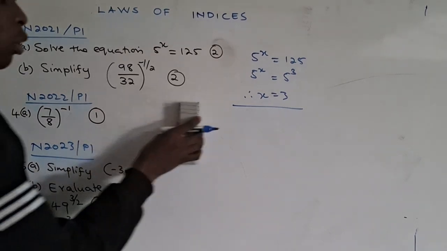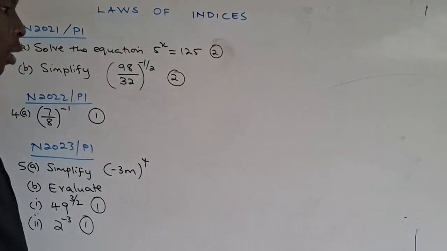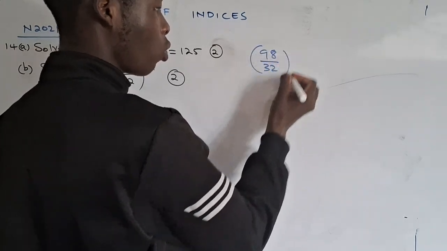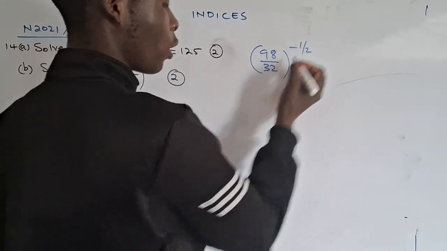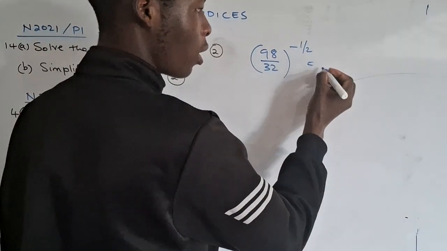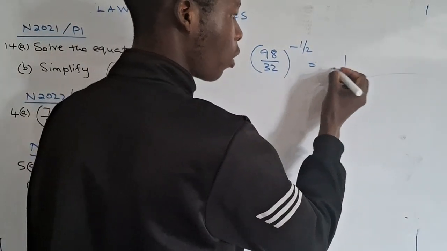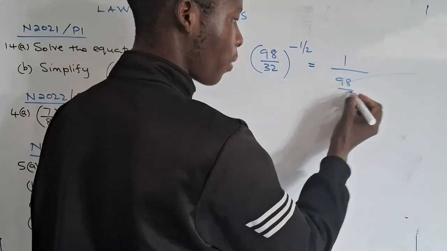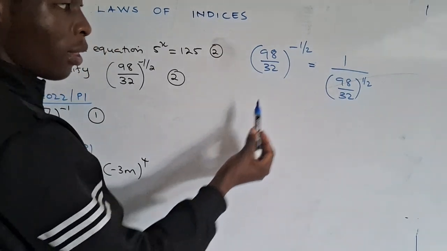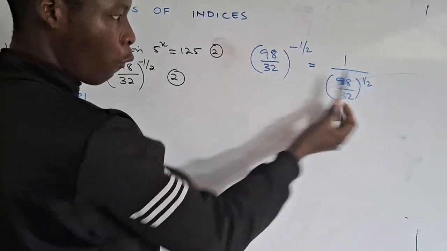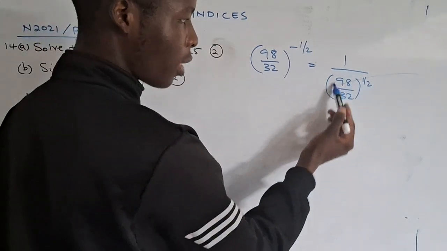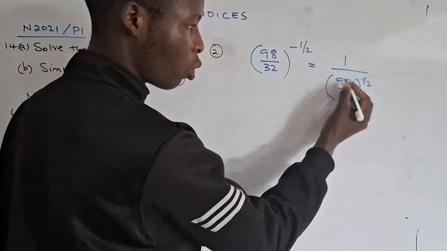Let's move on to question B. Simplify 98 divided by 32 to the power negative 1 over 2. A number is raised to a negative power. What is the result? The result is 1 over that number raised to a positive power. See, this number can be reduced. You can reduce this number.